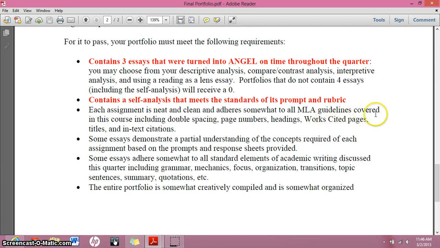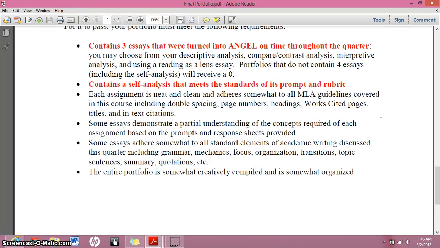Each paper needs to adhere to the MLA guidelines. There's no reason not to at this point. Review the material I posted on Angel in the first week if you're still having troubles with it, and some of you still are based on paper number 4. So get your MLA perfect. There's no excuse not to.